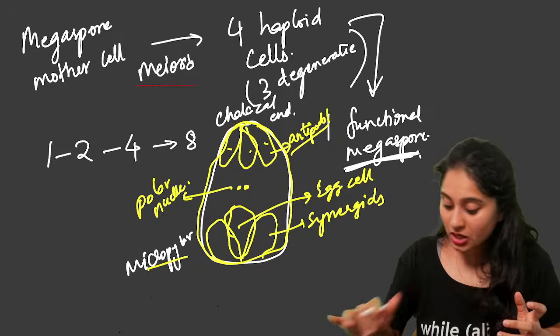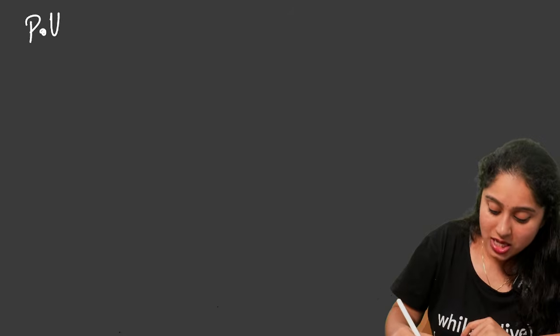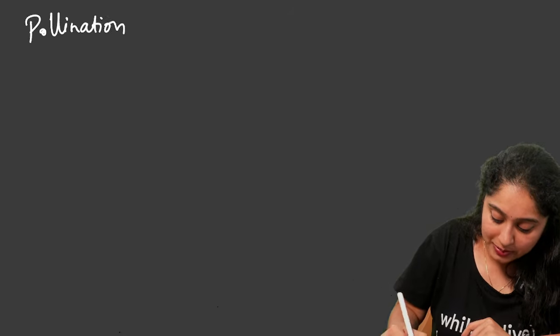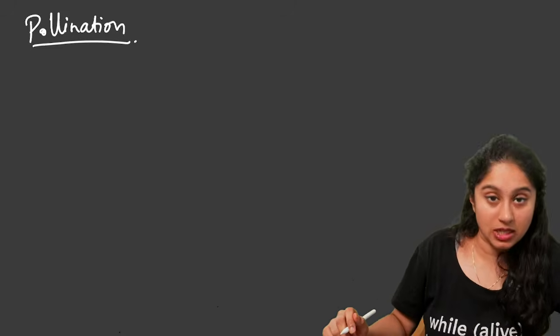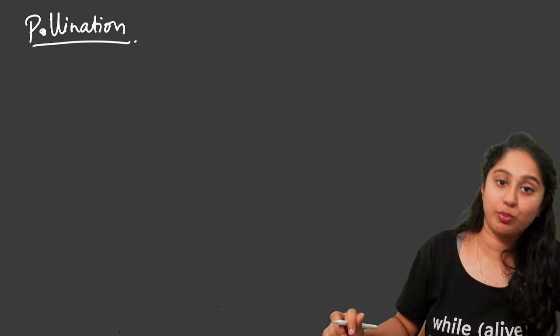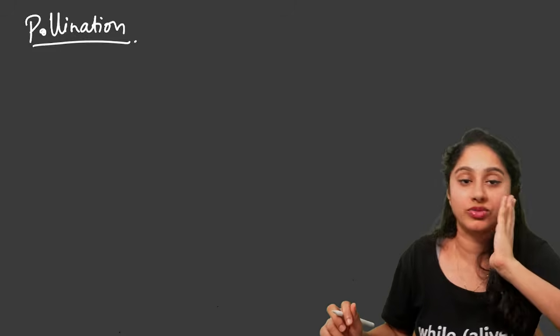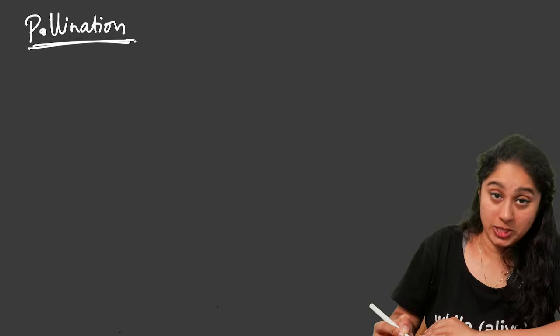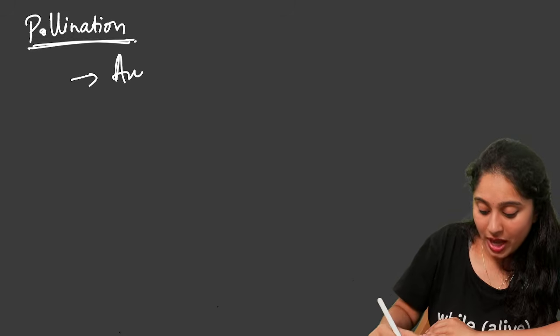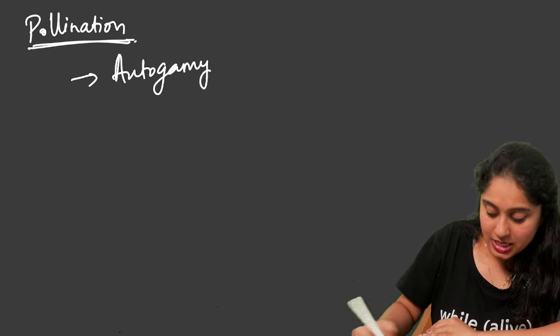Alright? Great. So now we have an egg cell, we have a male gamete that is formed. Now we need both of them to meet. That process is what we call pollination. Is that clear to all of you? Now when I say pollination, it is nothing but transfer of the pollen grains to the stigma of the flower. Okay. Now when you look at pollination, it can be either autogamy, meaning it is the same flower.